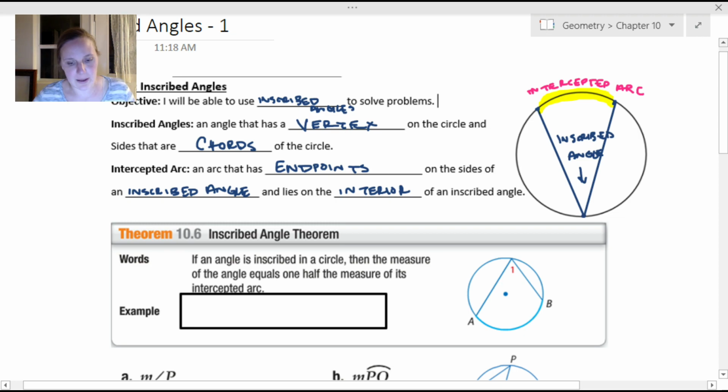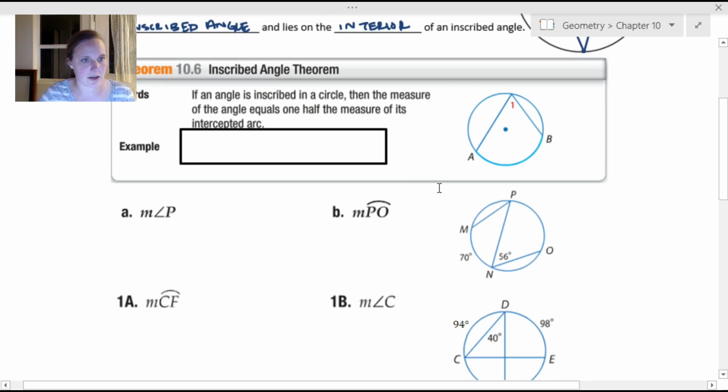Alright, so now that we've got the vocab down, let's talk about our theorems. The inscribed angle theorem: if an angle is inscribed in a circle, then the measure of the angle equals 1/2 the measure of its intercepted arc. So the measure of angle 1 is equal to 1/2 the measure of arc AB. Or, the other way around, the measure of arc AB is equal to double the measure of angle 1. So that's how we're going to think: 1/2 and double.